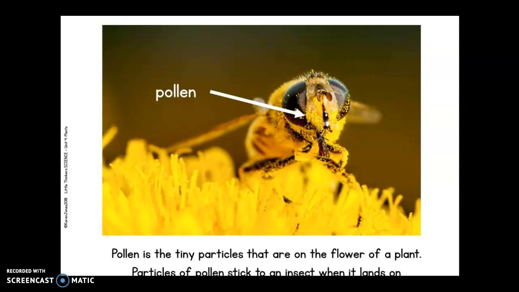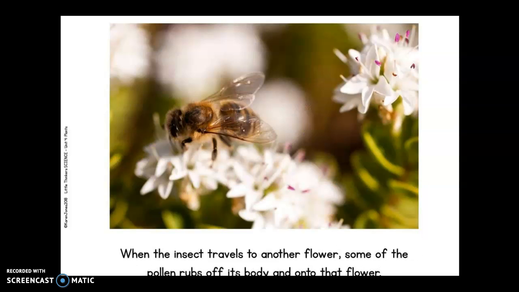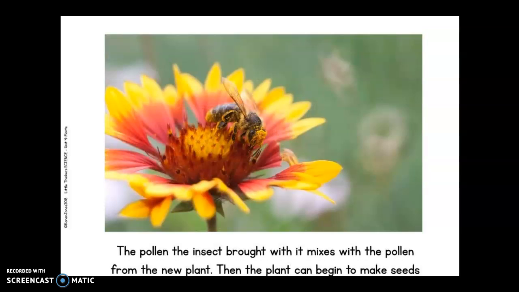Particles of pollen stick to an insect when it lands on a plant's flower. When the insect travels to another flower, some of the pollen rubs off its body and onto the flower. The pollen the insect brought with it mixes with the pollen from the new plant. Then the plant can begin to make seeds or fruit. This process is called pollination.